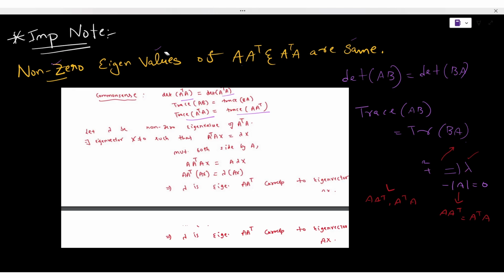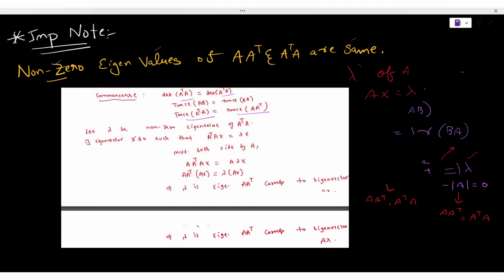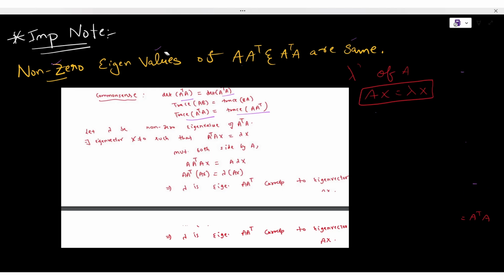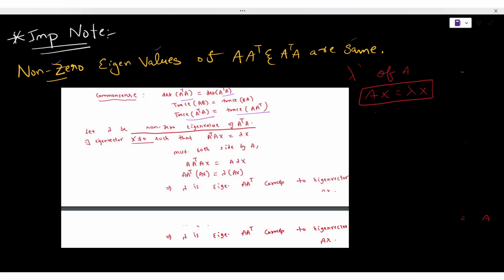How will we see it? In this proof: we say that lambda is an eigenvalue of A only if Ax is equal to lambda x for some x, where x is an eigenvector. By applying this definition of eigenvalue, we will find this out. Let lambda be a non-zero eigenvalue of A transpose into A. There exists x not equal to 0 such that, our matrix being A transpose into A, let us suppose this is equal to B.